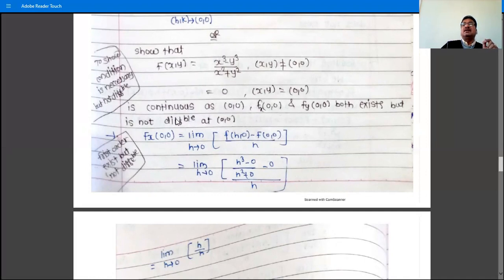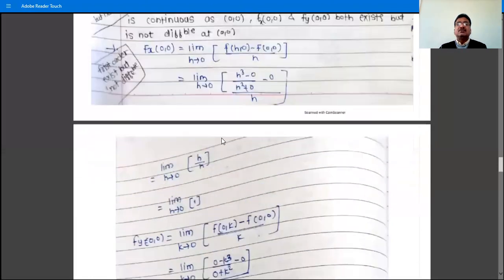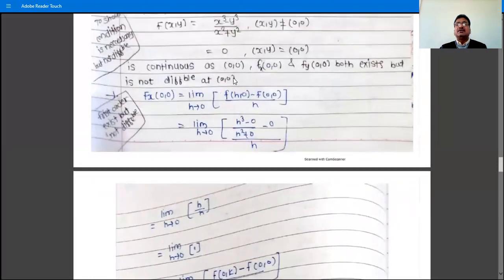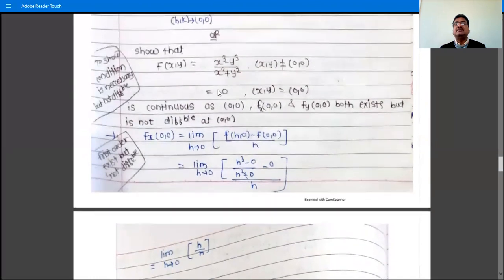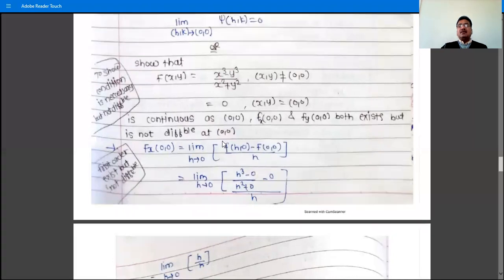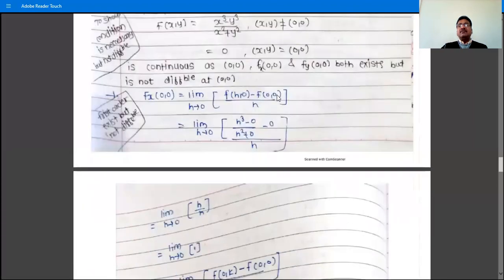For every epsilon greater than 0, there exists delta greater than 0, such that |f(x,y) - 0| is less than epsilon whenever root x square plus y square is less than delta. Okay, so that is the definition of the function limit at (0,0). Use that definition: first show the limit exists and then show it is equal to 0, and therefore the function is continuous at (0,0). Now we have to show fx(0,0) and fy(0,0) both exist.